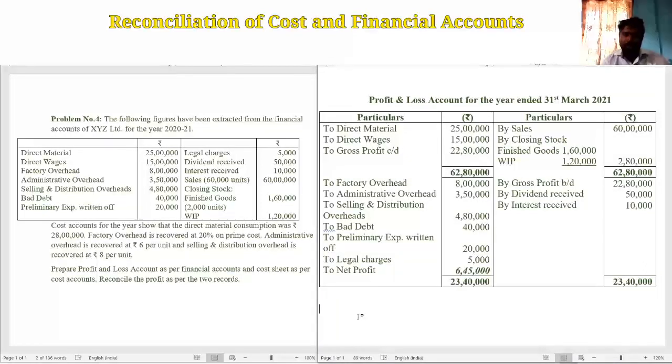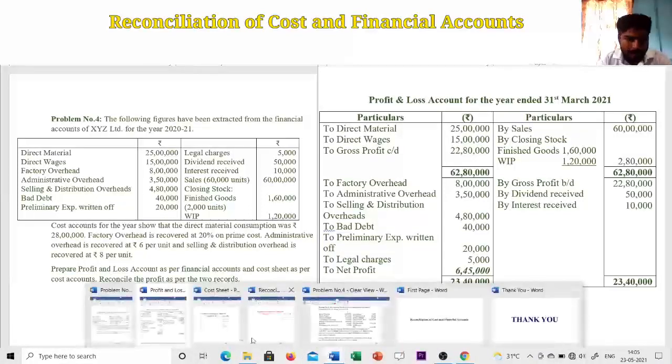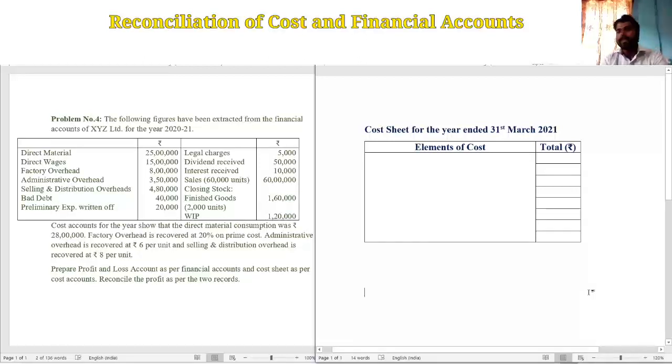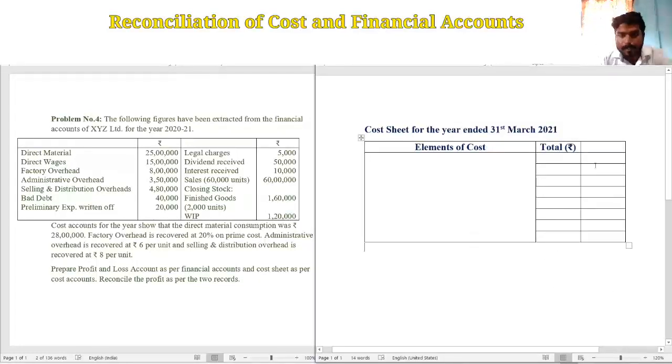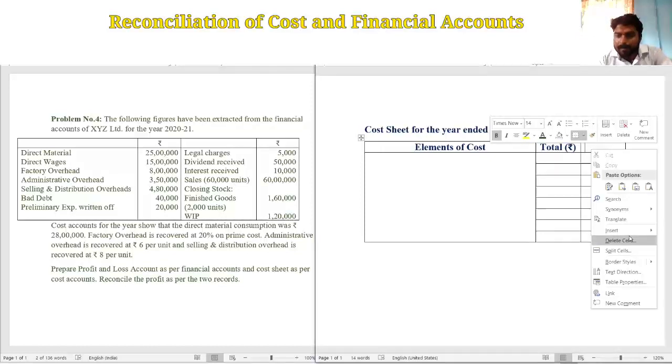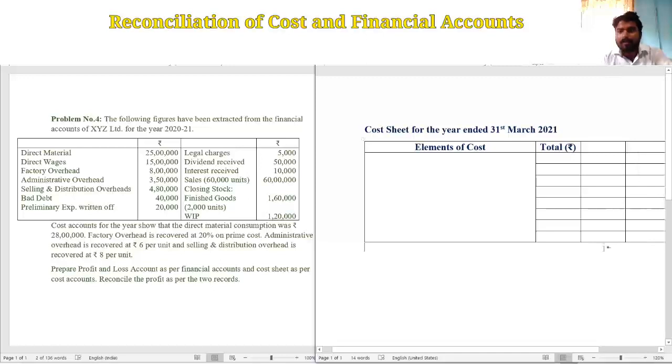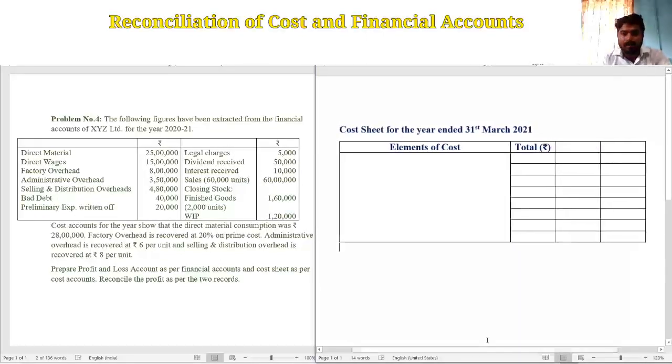Okay, next we need to prepare the cost sheet. Kindly prepare the cost sheet for the year ended 31st March 2021. Draw the format. Here is information regarding the units, so it is better to maintain a column for units. First column is for units. Write the units.